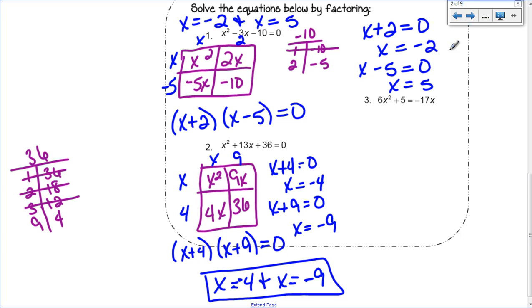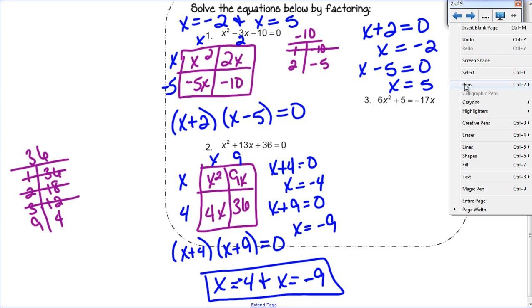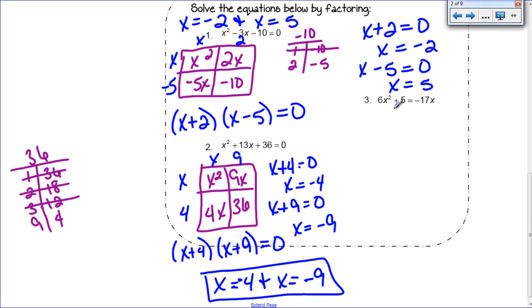So now look at number 3, because number 3 is a little different, which is why I didn't have you do it on your own. You'll notice that this is not written in standard form. It says 6x squared plus 5 equals negative 17x. The first thing you've got to do is get that negative 17x to the other side with everything else so it's in standard form. You do that by adding 17x, so you end up with 6x squared plus 17x plus 5 equals 0. And then we will factor that.